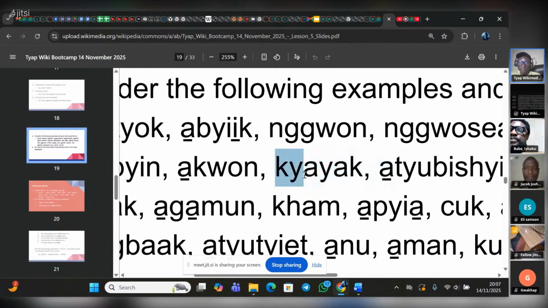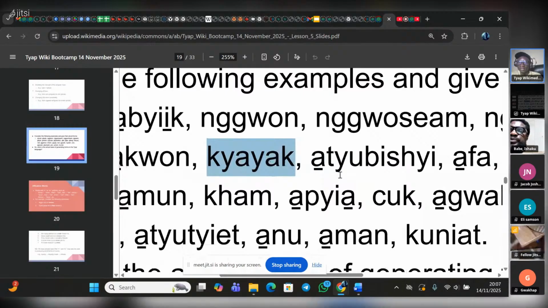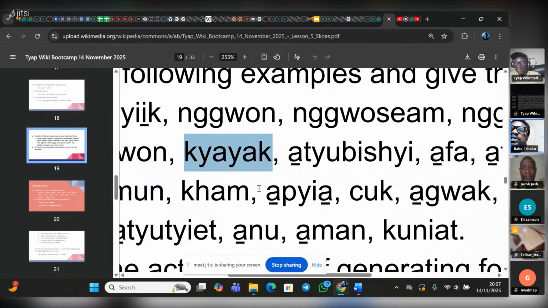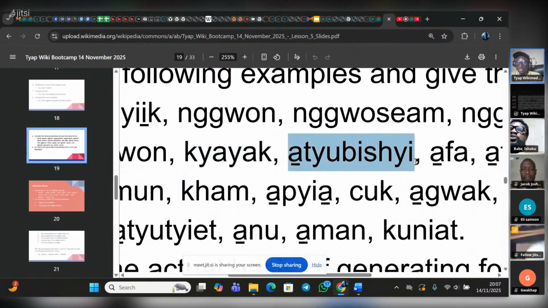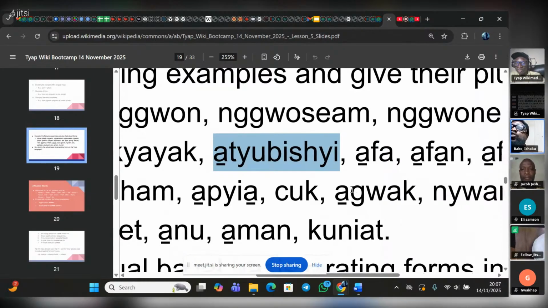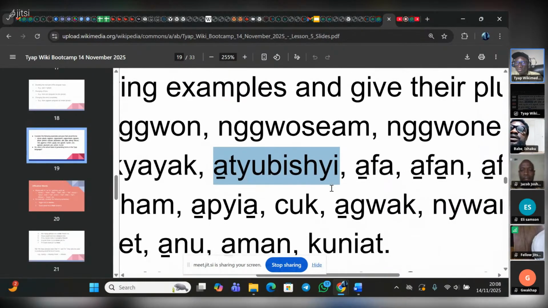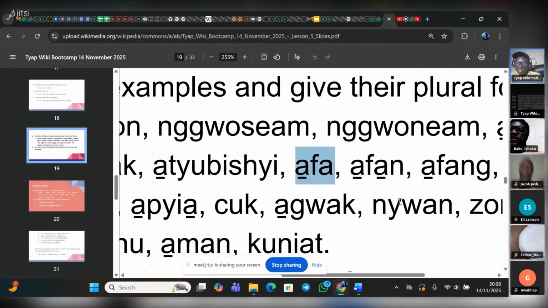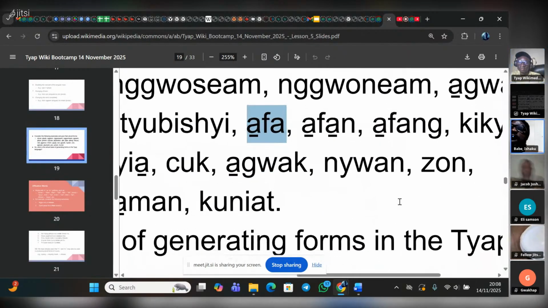Then the next one. Tayaku. Then the plural Nkiatna. Then the next one, Ekibishiwu. Then the plural form, Enyabishiba. Then the next one, Ofaka. The plural form is Fufahu. Then the next one.